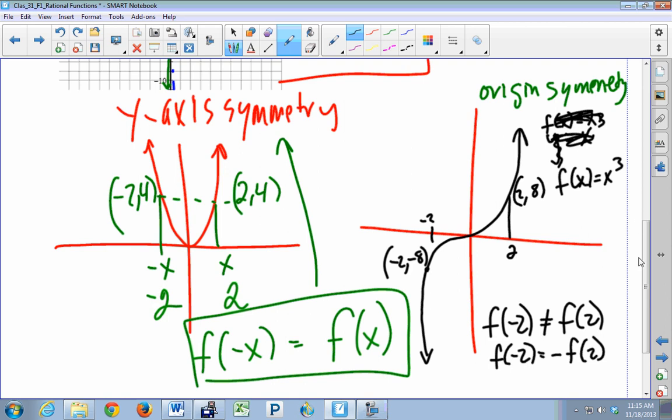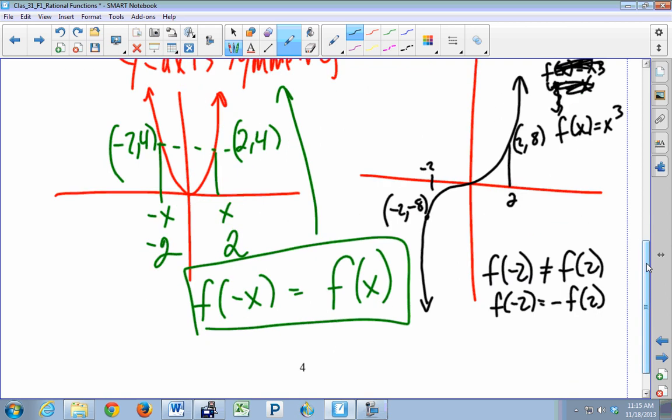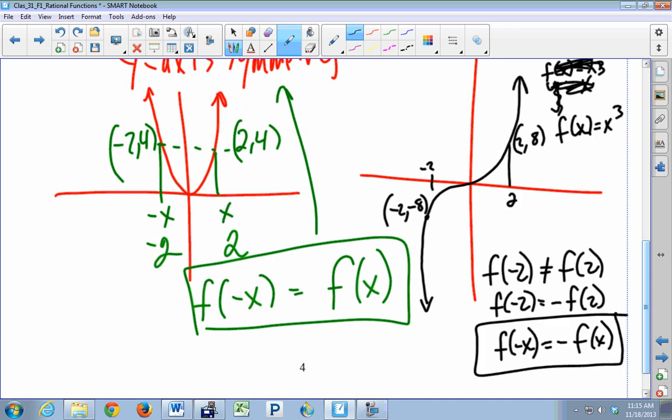So the way we write when we have symmetry about the origin is if f of -x equals the opposite of f of x. If that's true, then we have origin symmetry.